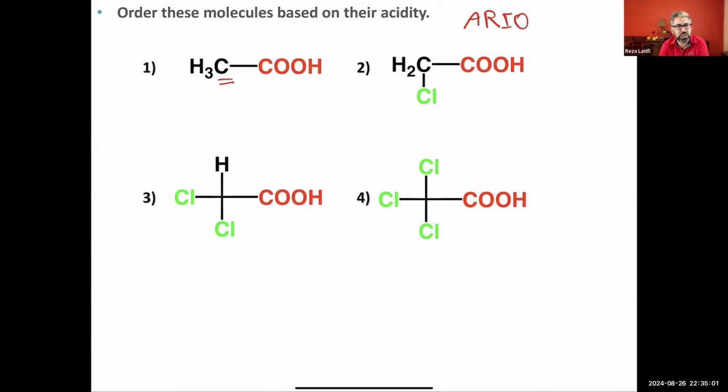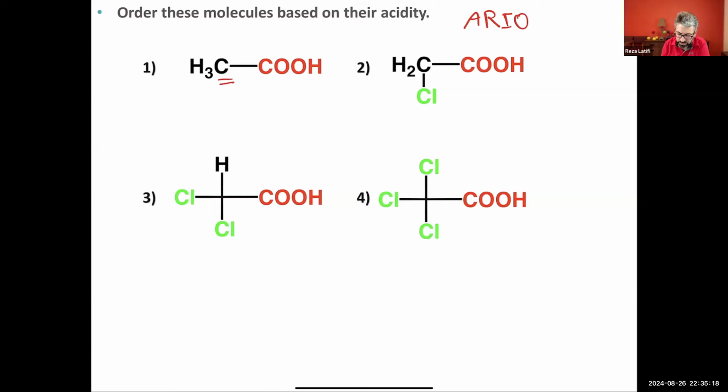This one has 3 hydrogens, and then we started replacing the hydrogens with chlorine until all hydrogens were replaced by 3 chlorines. The question is asking which one has the highest acidity. The only difference between them is the induction effect.